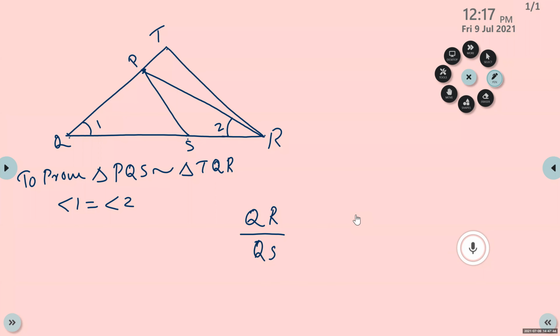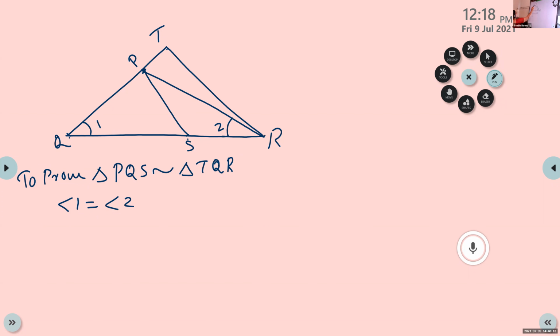And angle 1 equal to angle 2. Are they the angles of this triangle? Let me check. PQS, angle 1 is there. Both triangles have one equal angle, angle Q. Wait.